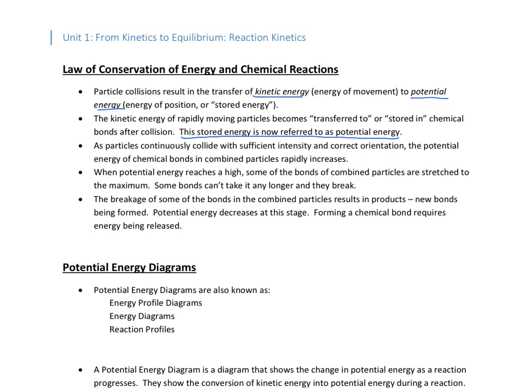The breaking of the bonds in the combined particles results in products. New bonds have been formed. Potential energy decreases at this stage. Forming a chemical bond requires energy to be released.